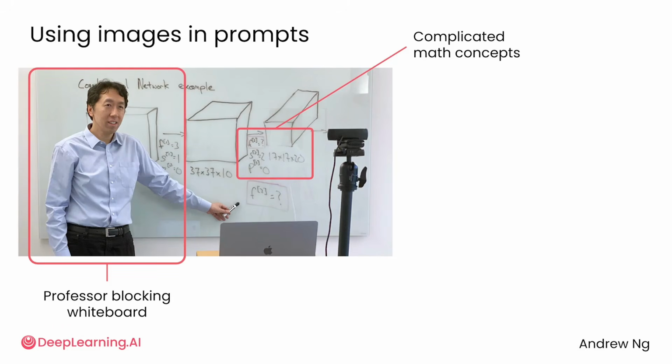Here's a picture of me explaining some concepts in AI in front of a whiteboard. My handwriting is not that great, and there are a number of math concepts that I'm trying to illustrate on this whiteboard. If you upload this picture to an AI model and ask, what is this class about? It may output something like this.